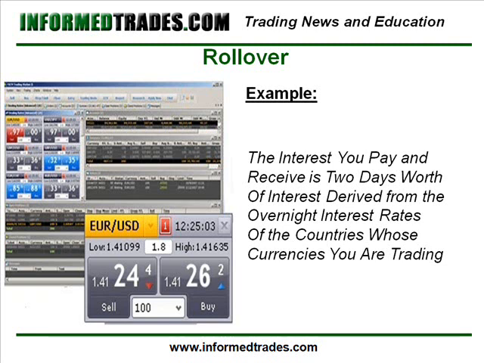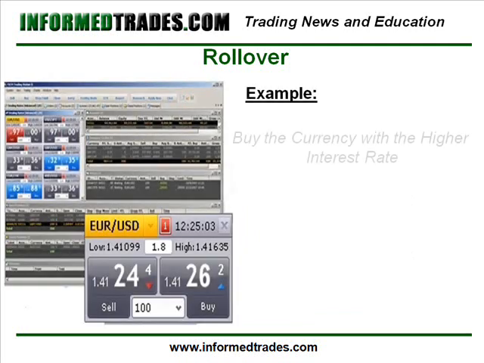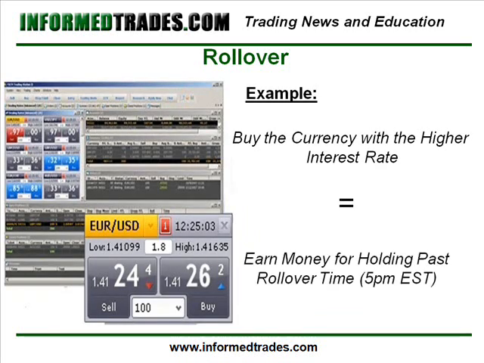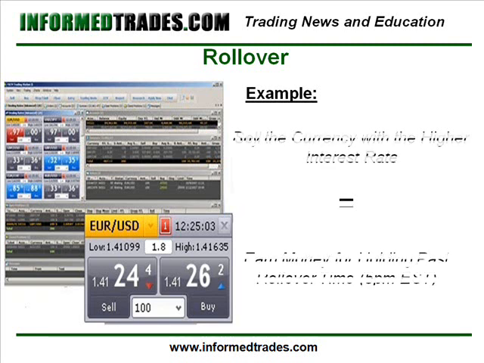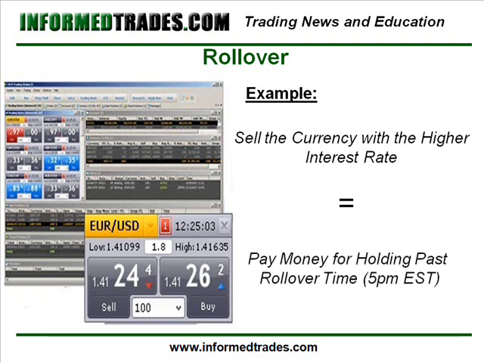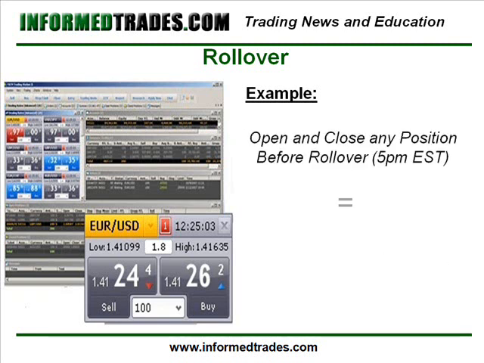When trading Forex, if you buy the currency with the higher rate and sell the currency with the lower interest rate, then you earn money for holding a position past 5 p.m. when rollover occurs because the interest rate differential is in your favor. Conversely, if you sell the currency with the higher interest rate and buy the currency with the lower interest rate, then you pay interest if you hold the trade past 5 p.m. because the interest rate differential is not in your favor. If you open and close the position before 5 p.m., then nothing happens, as no rollover is necessary.